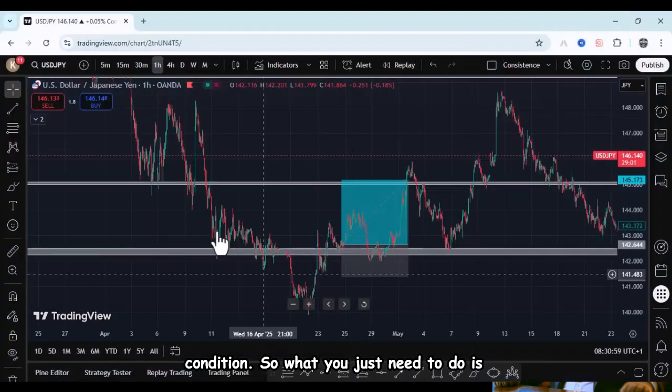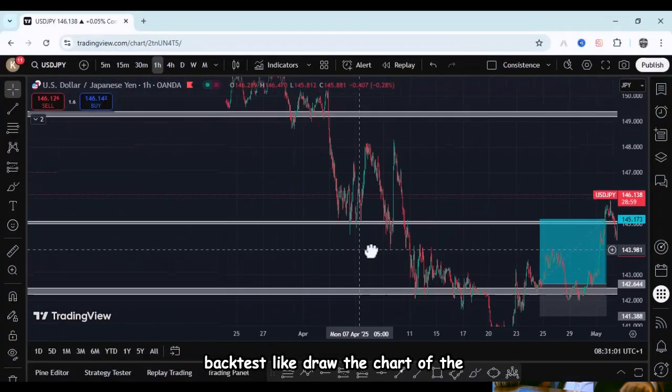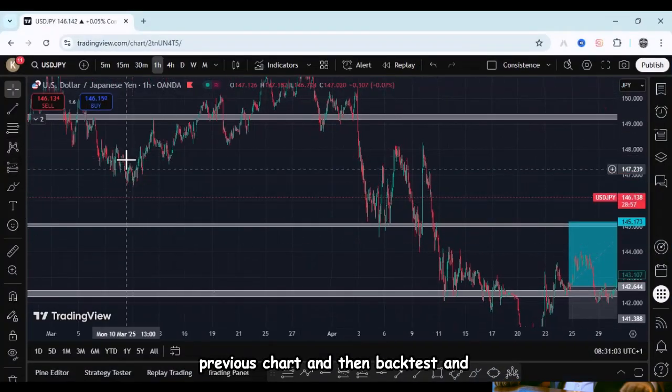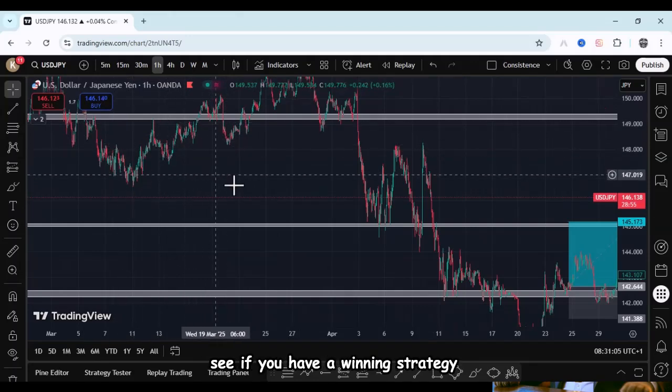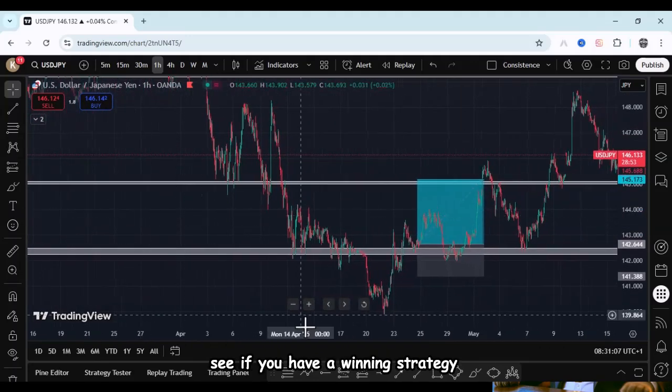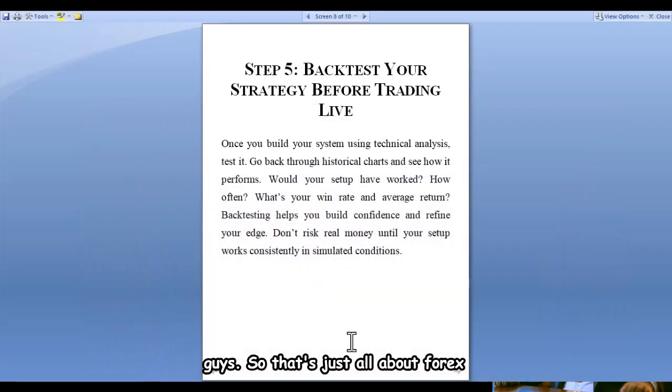So what you just need to do is backtest, like draw the chart of the previous chart and then backtest and see if you have a winning strategy, guys. So that's just all about forex, guys. So now let's go to the next step.